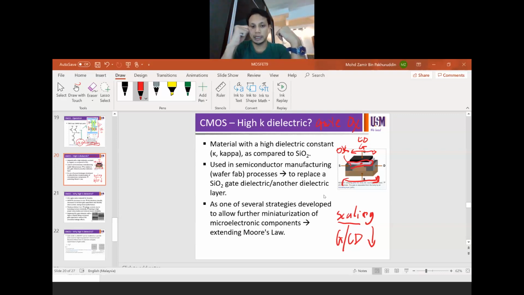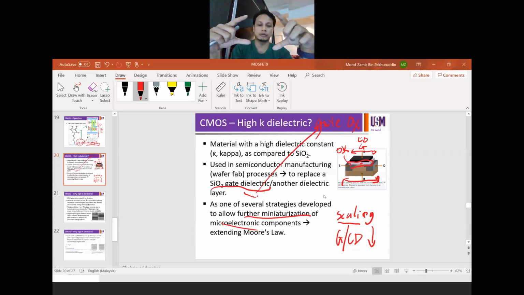So why do we need high K? Let us go through this. It is used in semiconductor manufacturing or wafer fab processes to replace the SiO2 gate dielectric with another dielectric layer. All this while when we fabricate CMOS in the fab, the fab has been using SiO2 gate ox. So gate ox is based on SiO2 all this while. This may no longer be the case due to certain issues. So why? It is one of the several strategies developed to allow further miniaturization of microelectronic components. This is actually the scaling that I was talking about just now.